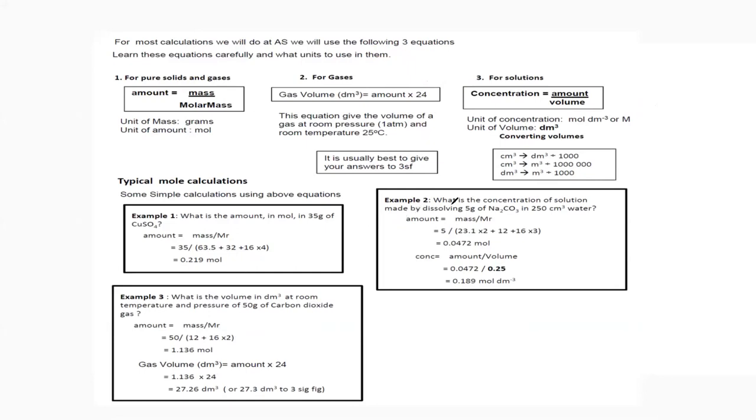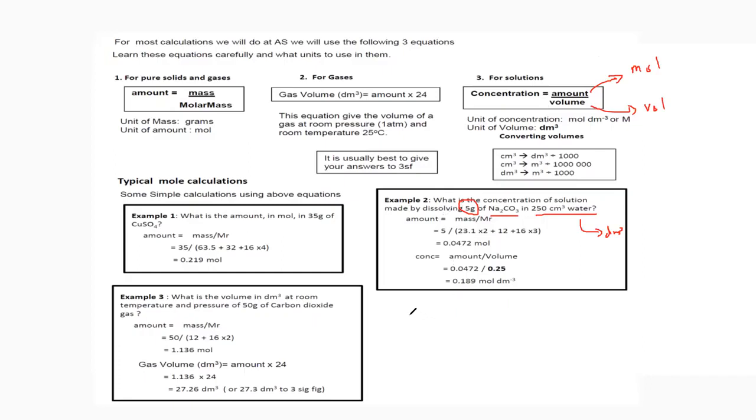For example 2, they are asking what is the concentration of a solution made by dissolving 5 grams of sodium carbonate in 250 cm cube of water. To get the concentration, we need the last formula, but directly you cannot use it. Why? Because to get the concentration you need the amount of moles and a volume. You have the volume, but it is in cm cube, so you have to convert it to dm cube. But you don't know the moles, you only have the mass.